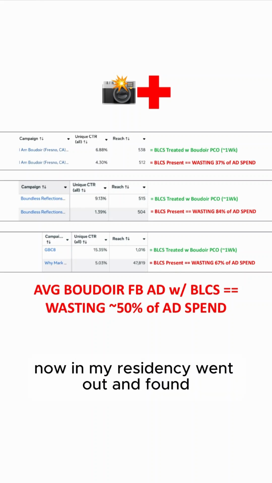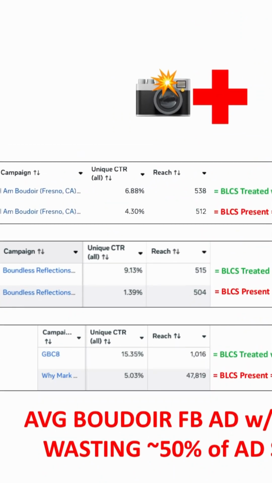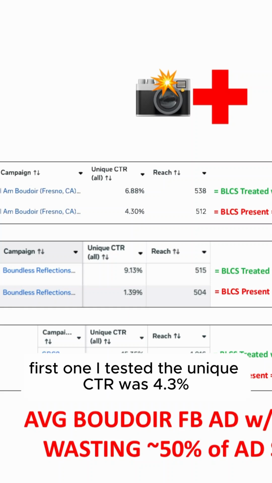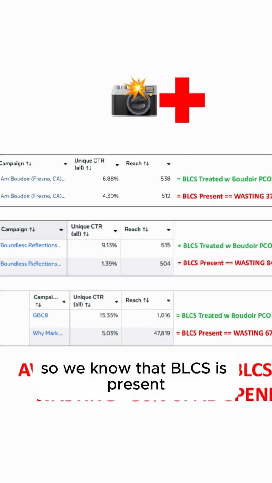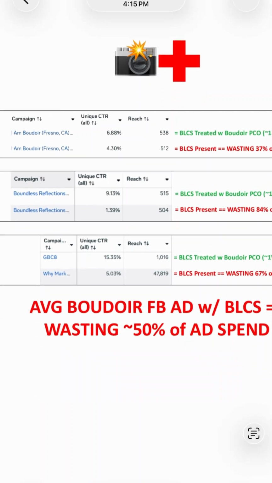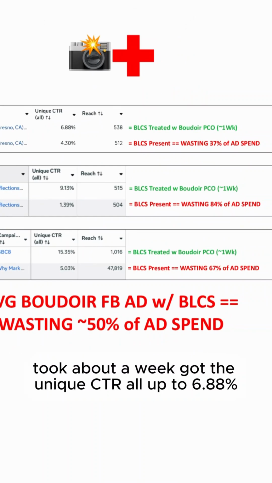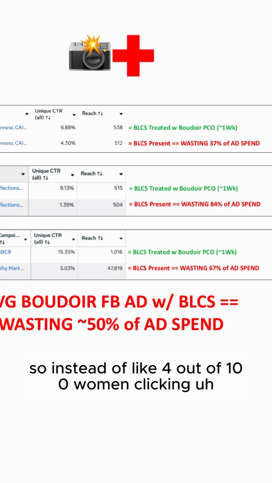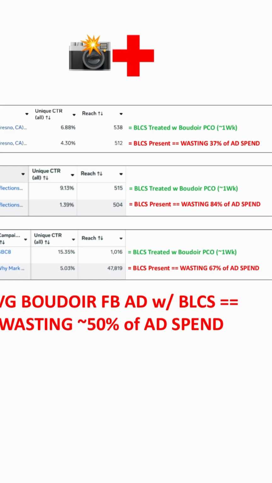Now, in my residency, I went out and found some Boudoir Facebook ads out there in the wild. First one I tested, the unique CTR all was 4.3%. So we know that's under 6%, so we know that BLCS is present. So I duplicated that, treated with Boudoir Pico, took about a week, got the unique CTR all up to 6.88%. So way better. So instead of like 4 out of 100 women clicking somewhere in the ad, we got it up to approximately 7 out of 100 women.